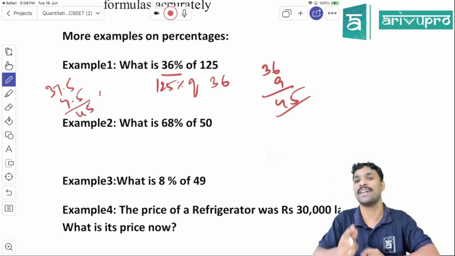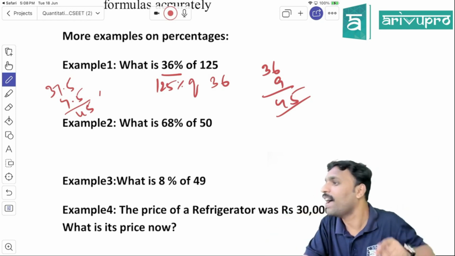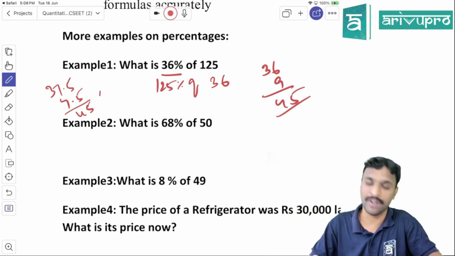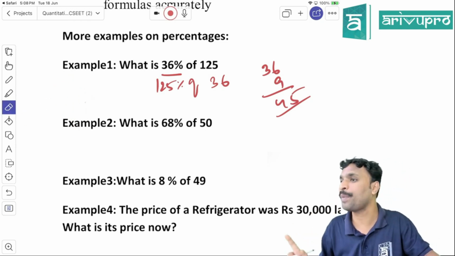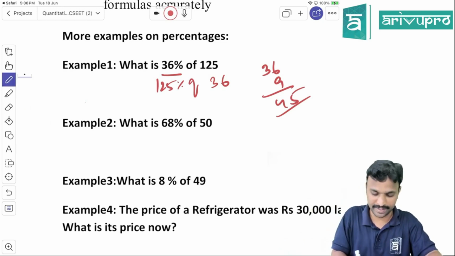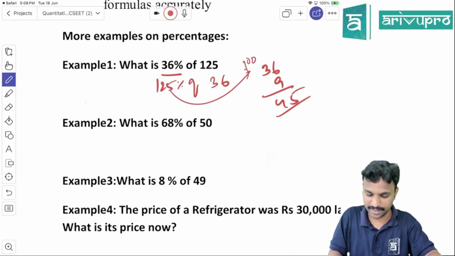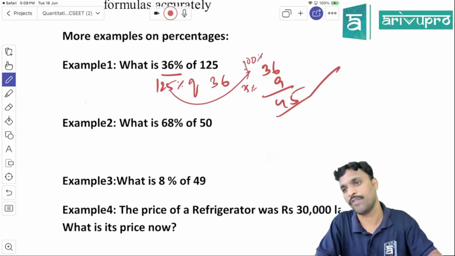So which one is easier? 36% of 125 or 125% of 36? 125% of 36 is easier. So we have applied which property? Reversible property of percentage. So 125 is nothing but 100% plus 25%. 100% is 36, 25% is 9. Therefore, the answer is 45.